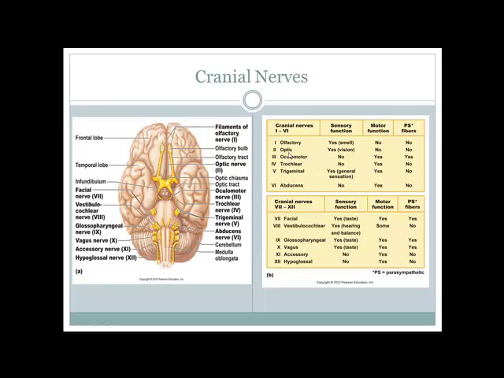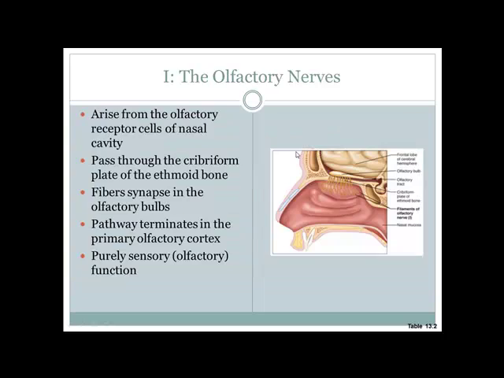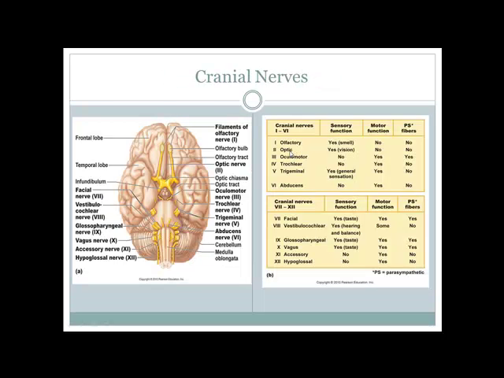So let's go through the names. First cranial nerve is your olfactory nerve. All right, I'm going to want you to know this chart. So first nerve is olfactory. Its sensory function is smell. It doesn't have a motor function. It doesn't have a parasympathetic. Next one is your optic. It's going to do vision, no motor, no parasympathetic.